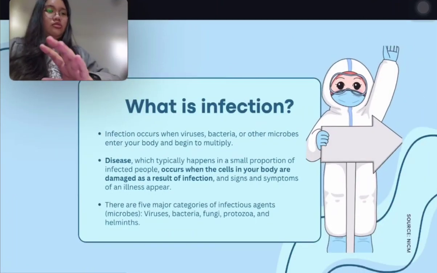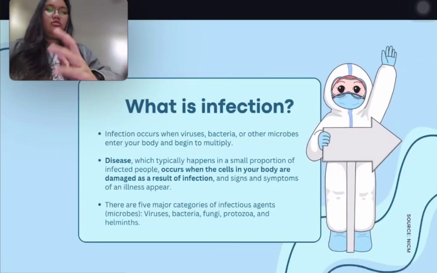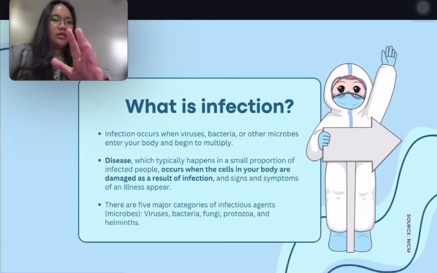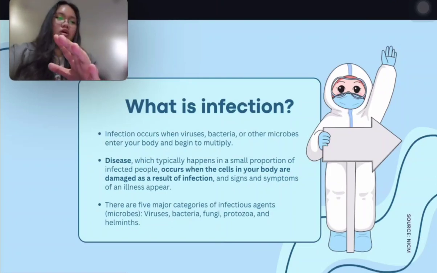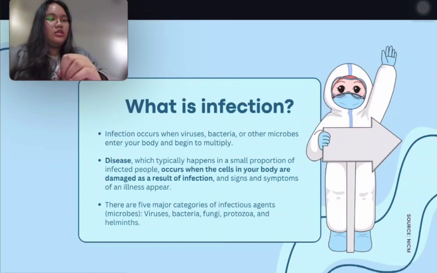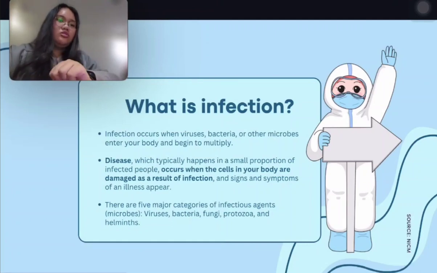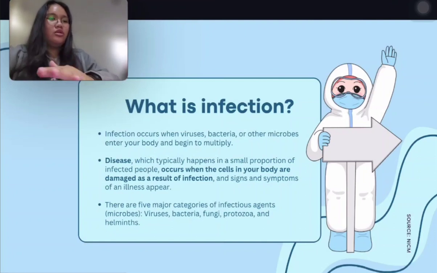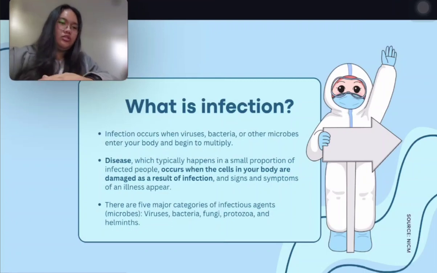So first, what is infection? Infection occurs when viruses, bacteria, or other microbes enter the body and begin to multiply. This leads to disease, which occurs when the cells in our body are damaged as a result of infection. And there are five major categories of microbes or infectious agents.